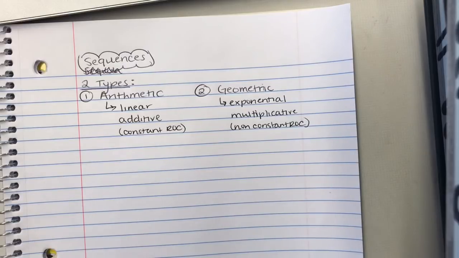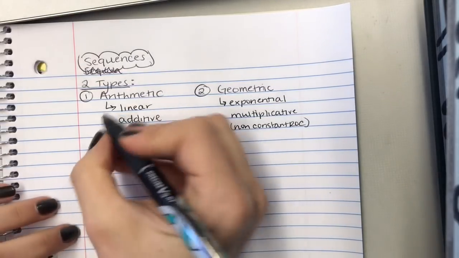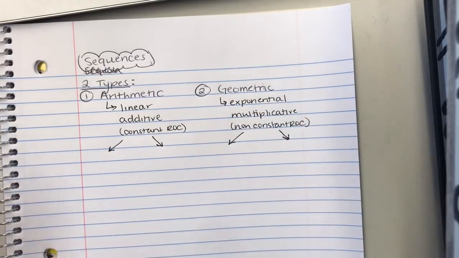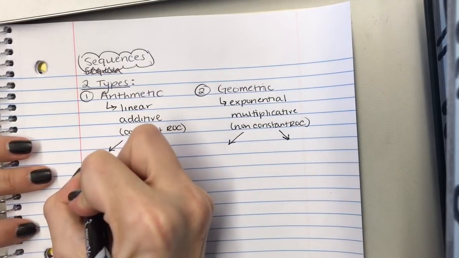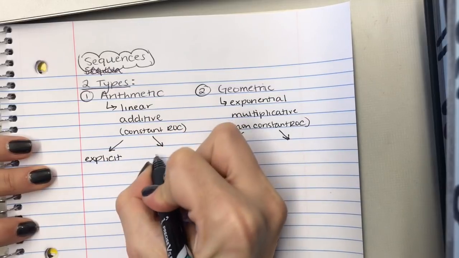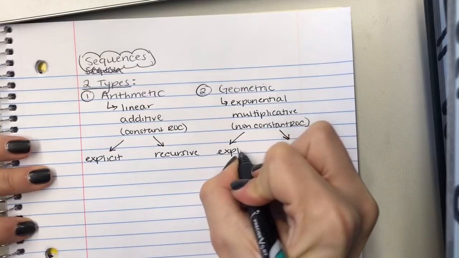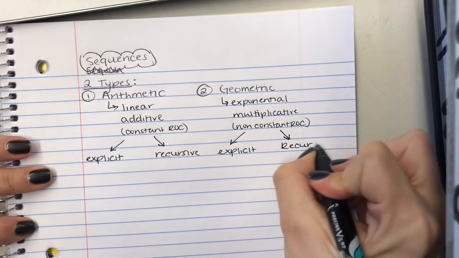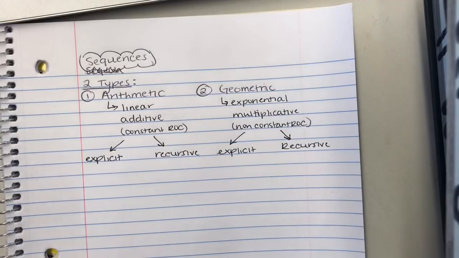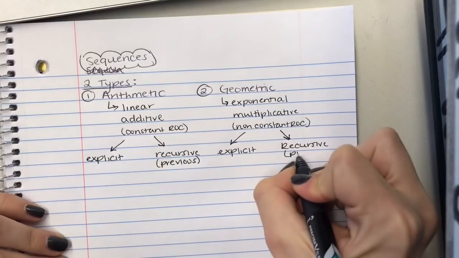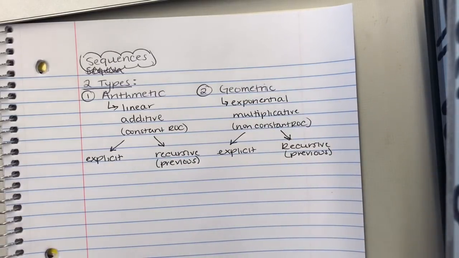Okay, now each type of sequence, arithmetic and geometric, can be written two different ways. They're the same for both and they have the same name, they're just gonna look a little different. So for arithmetic, there's explicit and there is recursive. And the same thing is true for geometric. There is explicit and there is recursive. Recursive we learned about a while ago in Unit 2. These are the ones that are based on the previous term, and they're going to look the same no matter what type of function it is, whether it's geometric or arithmetic, exponential, linear, doesn't matter.